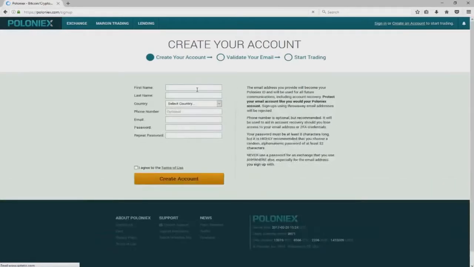create an account. Put in your name, your country. You don't have to give your phone number. You could give your email address. Make sure that you're using an email address that's not public, just for extra security. Strong password. You want to make sure you use at least 16 characters with numbers, letters, capitals, and special symbols, things like that.